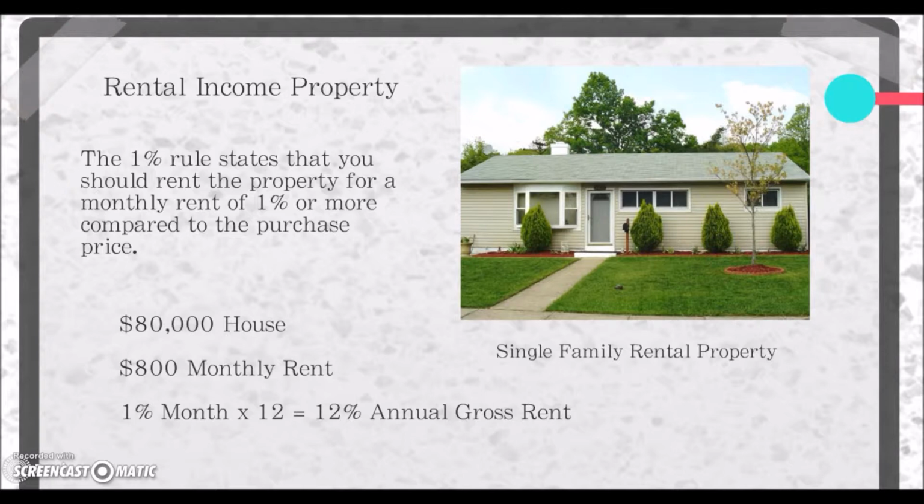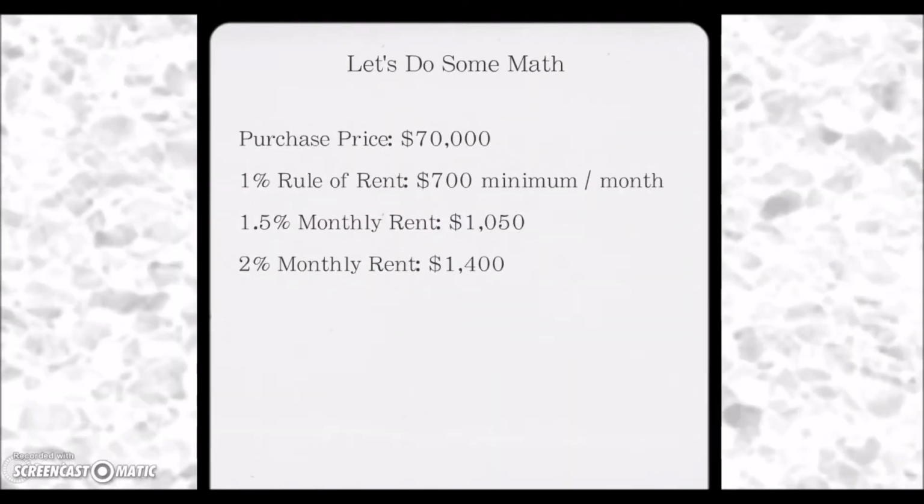This is the bare minimum in order to ensure that you have safe cash flow and your property is not negatively cash flowing. Let's do some math. So another example, if you had a $70,000 house, you might be able to rent it out for $700 a month, which is the minimum 1% rule.